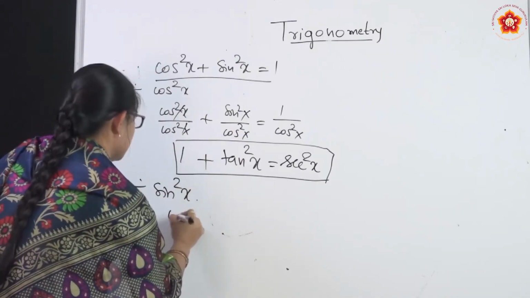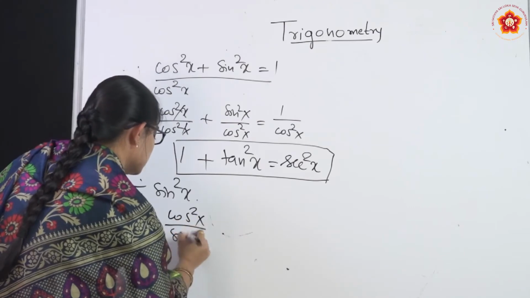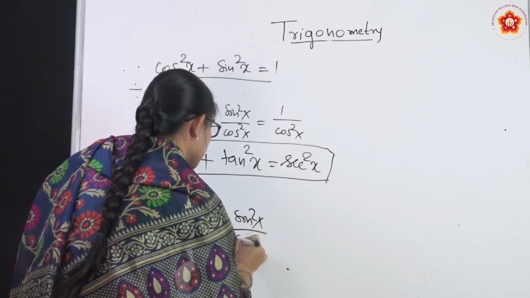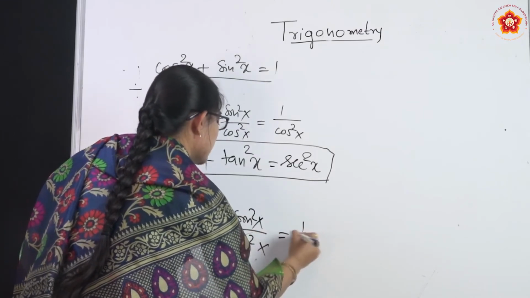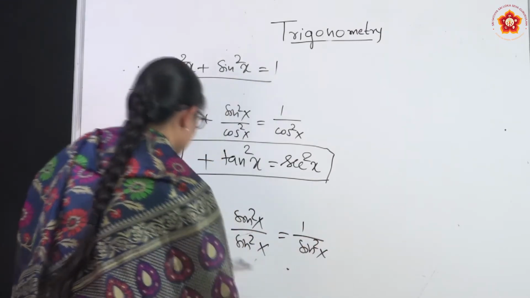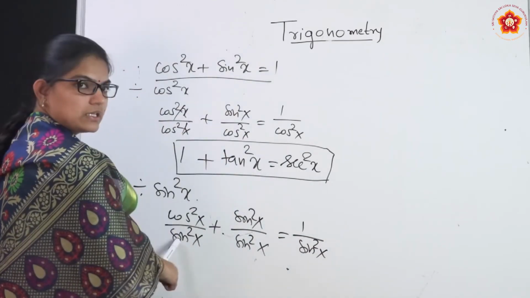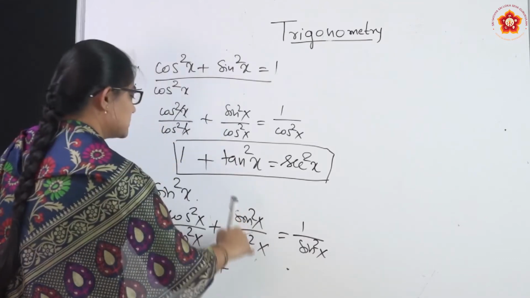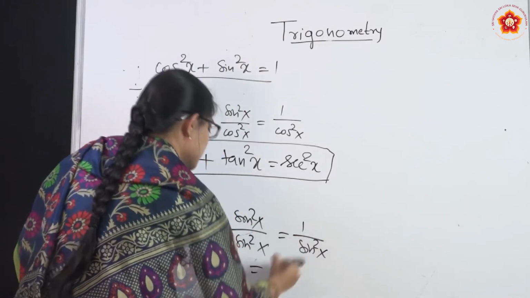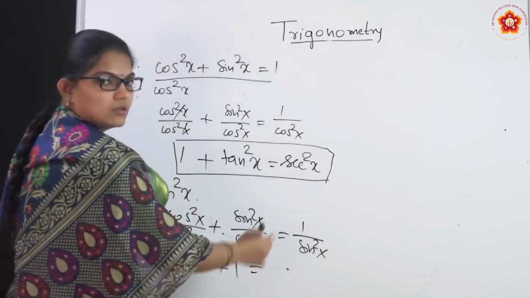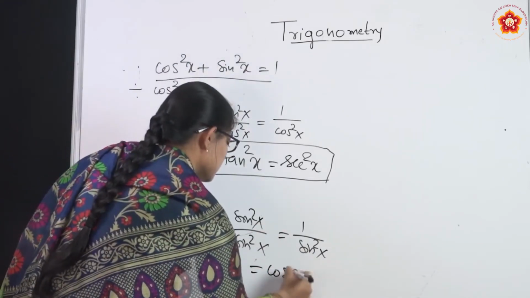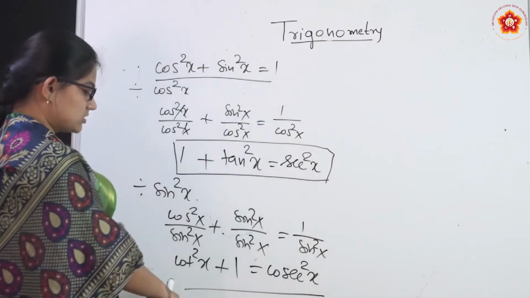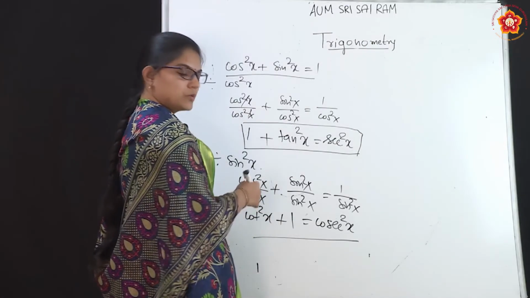Then you get cos square x by sin square x plus sin square x by sin square x, which is equal to 1 by sin square x. So cos square x by sin square x, cos by sin is cot x, so you get cot square x plus sin square by sin square, 1, which is equal to 1 by sin, which is cosecant, so you get cosecant square x, correct. So that's how you get the formula cot square x plus 1 is equal to cosecant square x.